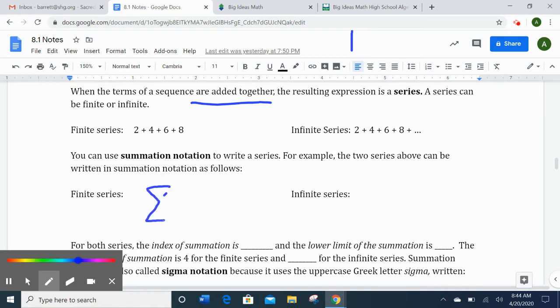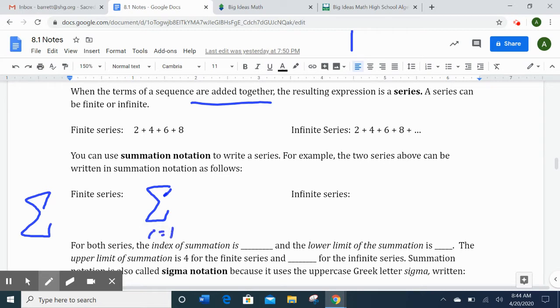So the capital Greek letter sigma. So it's kind of an E, but it's kind of got a curve or a bracket to it. You can Google how to write Greek letter capital sigma, how to write summation notation. You can get some good ideas. In the bottom, I'm going to put i equals 1. So it's an i equals 1. And on the top, I'm going to put 4. And then off to the side, I'm going to write 2i.